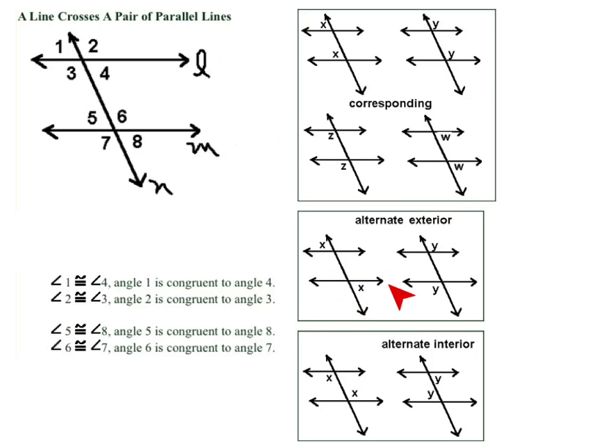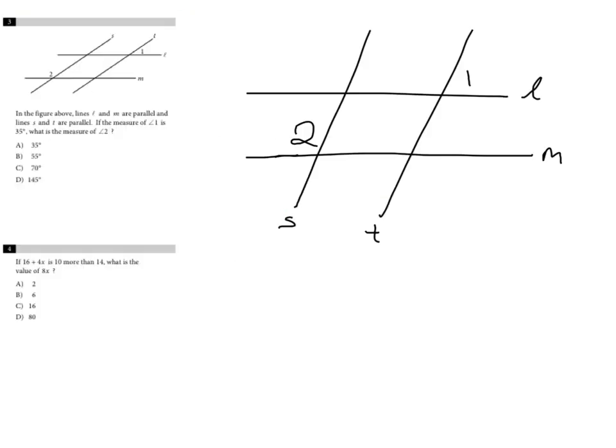And then for alternate exterior, notice again, it's on this transversal, but it's on the outside of this parallel line and outside of this line. Same thing on this transversal, on the outside of this line. And then finally, alternate interior is on this transversal, but it's on the inside of these parallel lines. On the inside of these parallel lines.